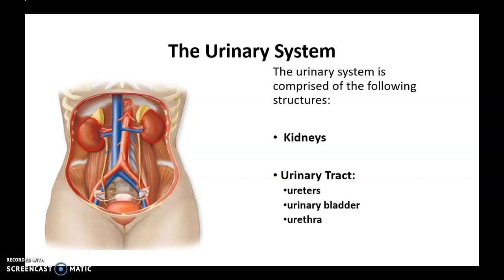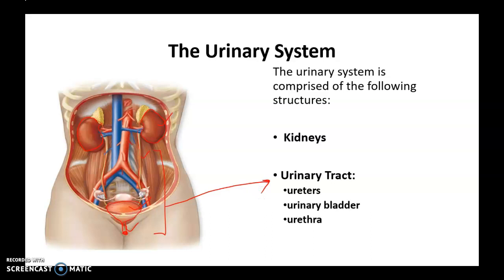The structures that make up the urinary tract are the ureters, which are these tubes. The ureters lead to this sac-like chamber. This is called the urinary bladder. And then the bladder leads to the external environment by this tube called the urethra. So we have kidneys, ureter, urinary bladder, and urethra. These three structures make up the urinary tract.